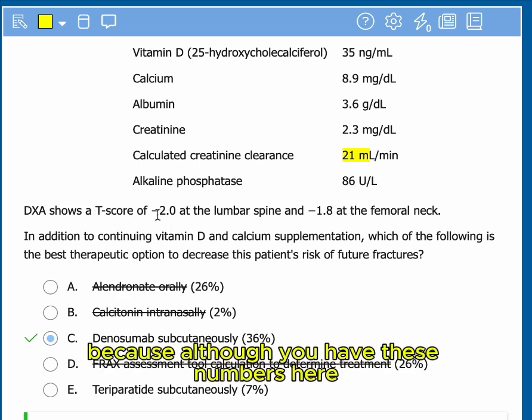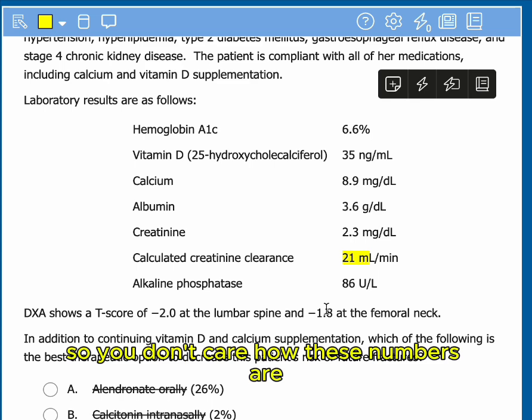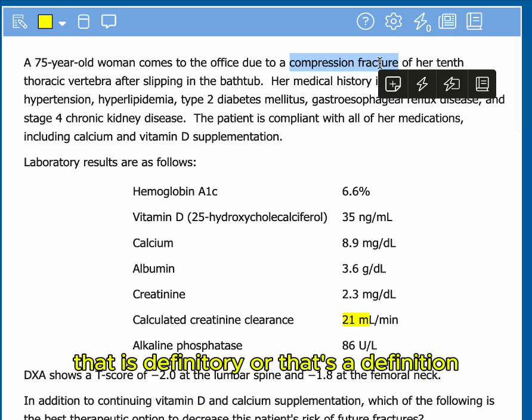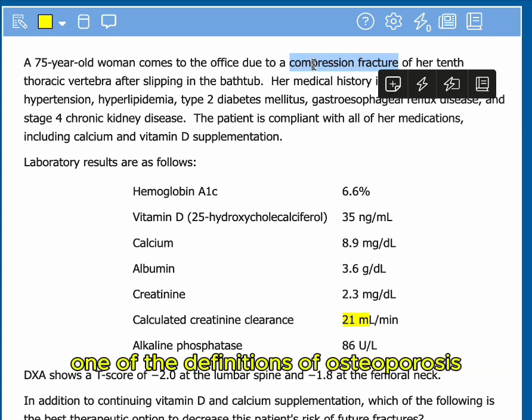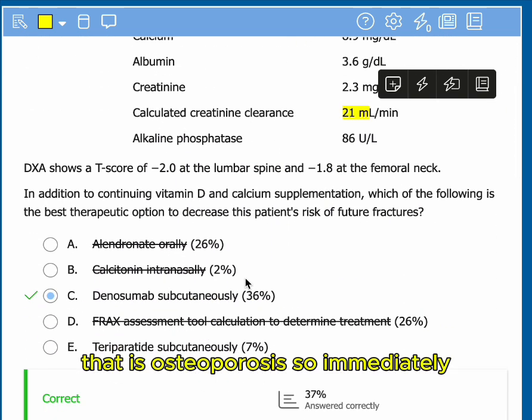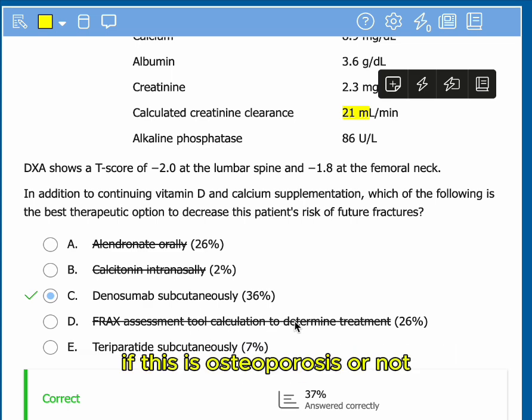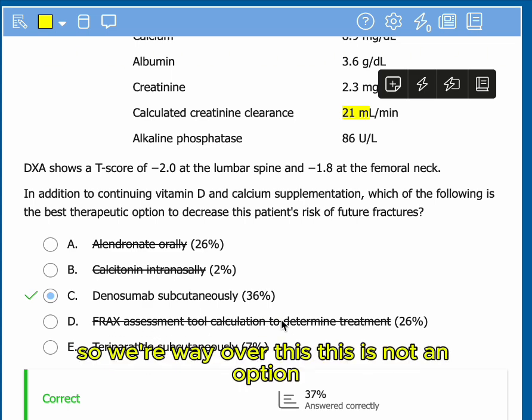This is tricking you because although you have these numbers here, the first line says she had a compression fracture. So you don't care how these numbers are. If the patient had a compression fracture, that is one of the definitions of osteoporosis. You shouldn't have a compression fracture or pathologic fractures. That is osteoporosis. So immediately you can cross out the FRAX assessment tool because that is used if you are on the fence of whether this is osteoporosis or not and whether you should treat this patient. So we're way over this. This is not an option.